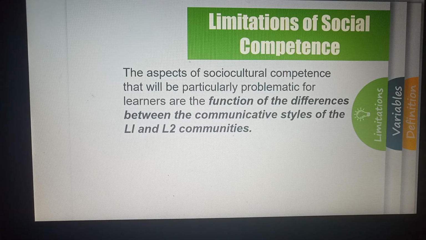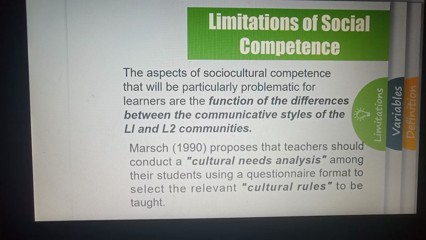The aspects of sociocultural competence that will be particularly problematic for learners are a function of the differences between the communicative styles of the L1 and L2 communities. Damen, 1990, proposes that teachers should conduct a cultural needs analysis among their students using a questionnaire format to select relevant cultural rules to be taught.